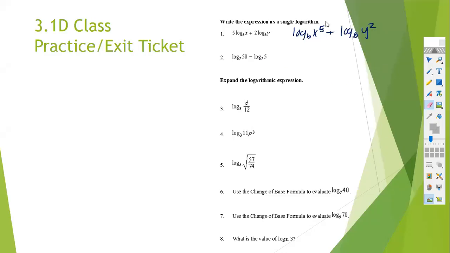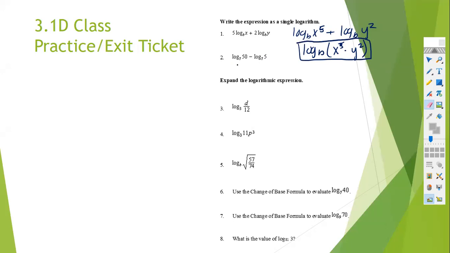All right, so really quick, your class practice. First, you want to apply your power rule. So I'm going to apply the power rule. After I apply the power rule, I'm going to look at my operation. Addition means that to consolidate, I'm going to multiply with one base, which is log base b, and it's going to become x to the fifth times y squared. Okay.